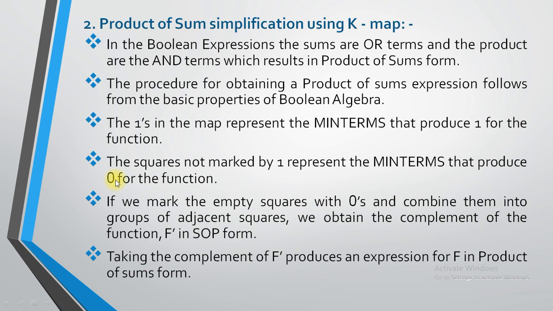If we mark the empty squares with 0 and combine them into groups of adjacent squares, adjacent square means the nearest square or nearest box, we obtain the complement of the function, f dash, in SOP form. Taking the complement of f dash produces an expression for f in product of sum form.